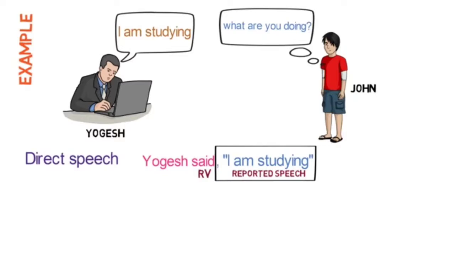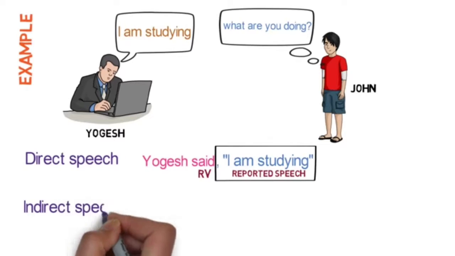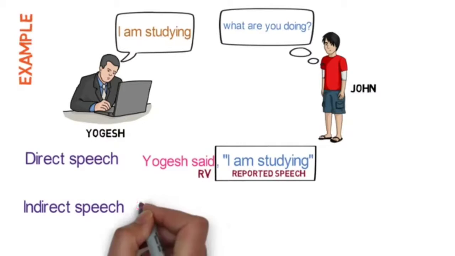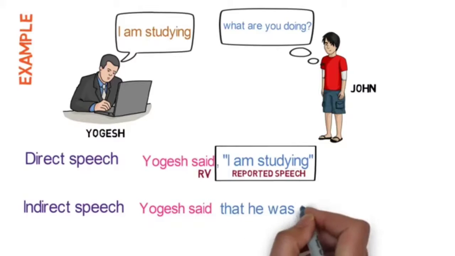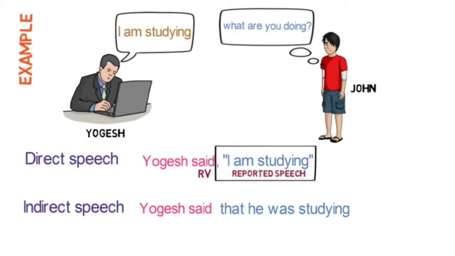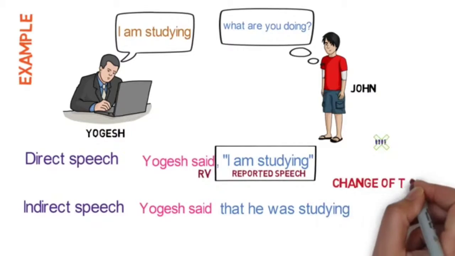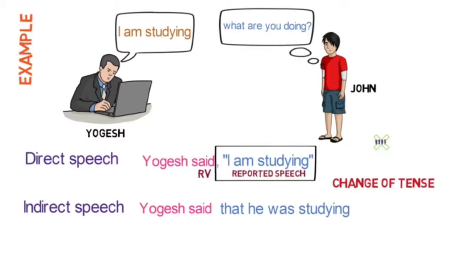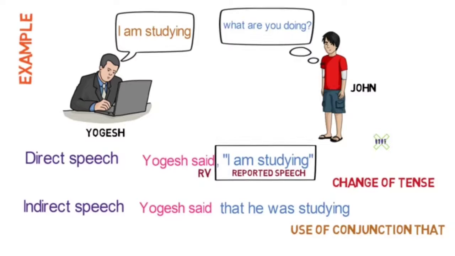Children, we saw that in direct speech we use the words as they are. That is, Yogesh said, "I am studying." In indirect speech, it will become Yogesh said that he was studying. Children, what are the changes that you can identify here? Yes, first one is you have to remove the quotation marks. And second one, change of tense. We have changed present continuous to past continuous tense. And use of the conjunction that. So children, please remember these changes.